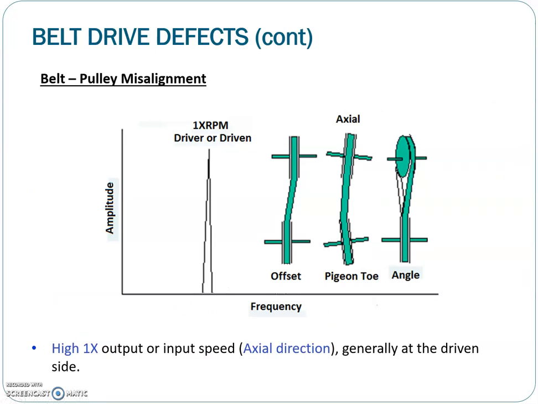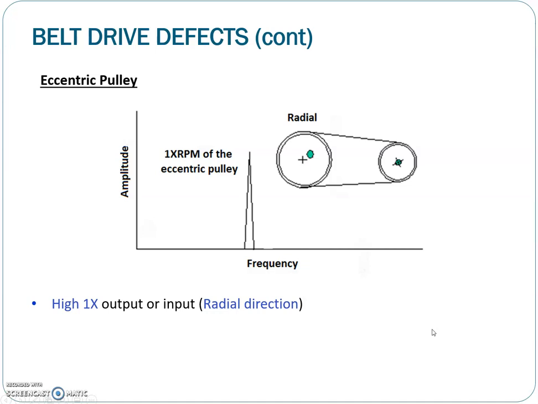Belt pulley misalignment such as offset, pigeon toe, and angle faults will show fault characteristics of high one-time output or input speed in the vibration spectrum. Usually it happens in the axial direction, or along the shaft direction, and generally it happens at the driven side. Whereas for eccentric pulleys, the vibration spectrum will show high one-time RPM of the eccentric pulley in the radial direction.